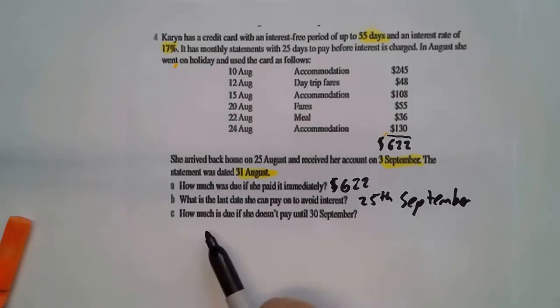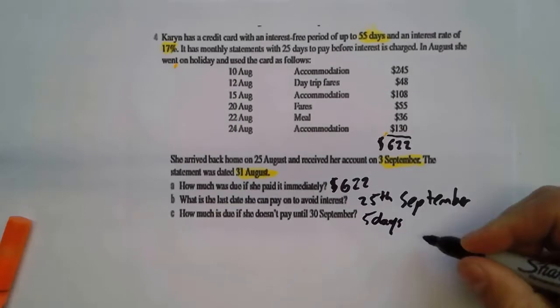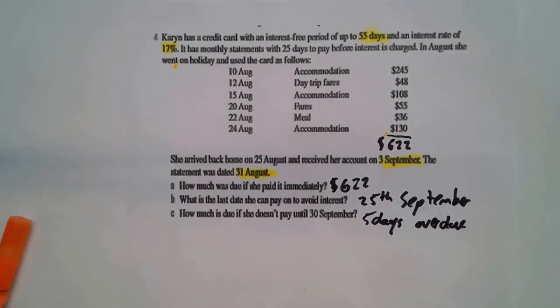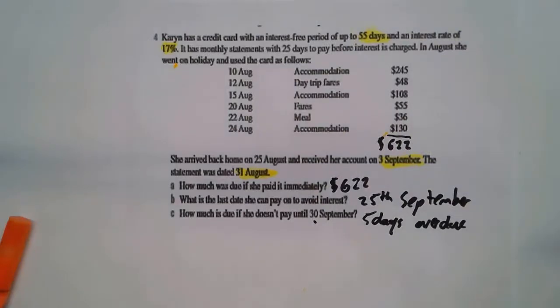Okay, how much is due if she doesn't pay until the 30th of September? Well, that's 5 days overdue. So this is where they get you. It's not 5 days worth of interest. It's interest all the way from the payment date, 30th of September, all the way back to when each item was purchased. So the easiest way to work this out is to draw a table.